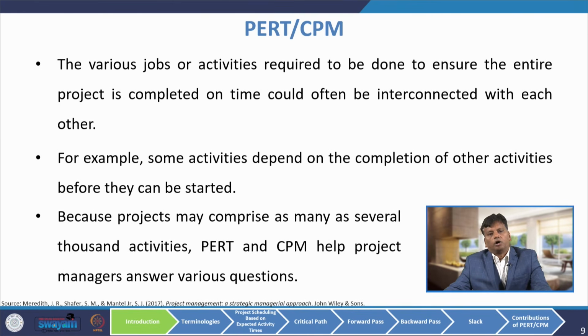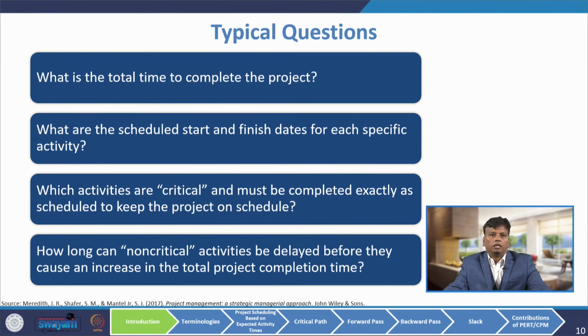The various jobs or activities required to ensure the entire project is completed on time are often interconnected with each other. For example, some activities depend on the completion of other activities before they can be started. Because a project may comprise as many as several thousand activities, PERT and CPM help project managers answer various questions, like: what is the total time to complete the project? It is a very basic and important question.